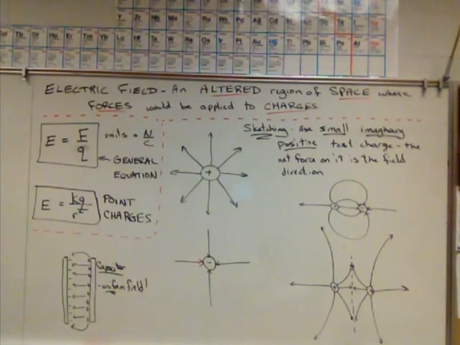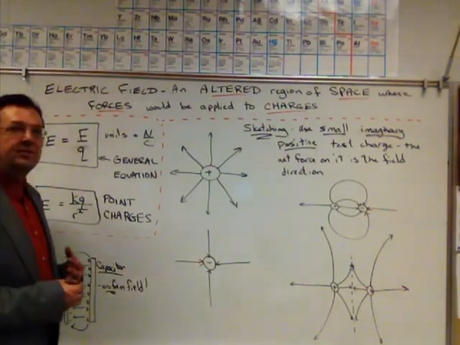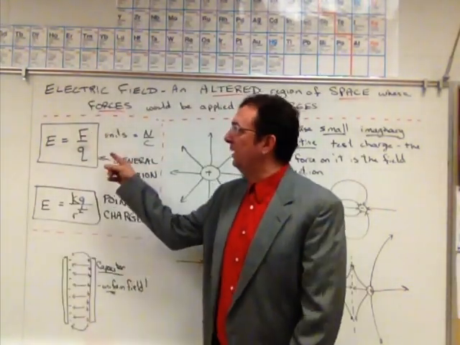The electric field strength is defined as the force per unit charge, as you can see in the top equation in the box. The force per unit charge, force divided by the charge at that particular location, to give you units of newtons per coulomb. So that equation is the definition equation for it.